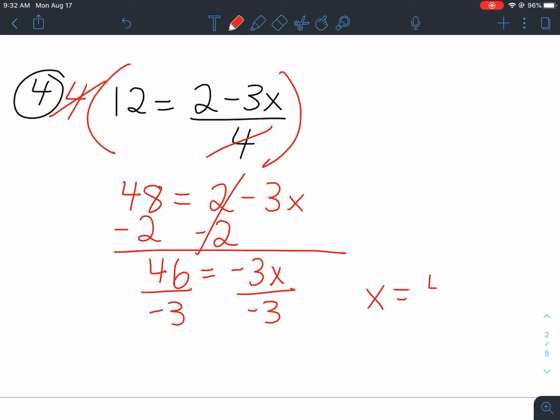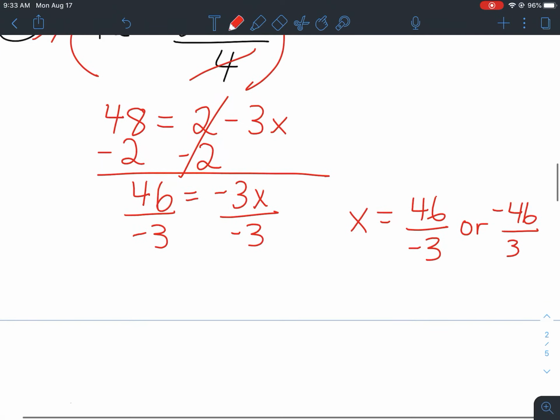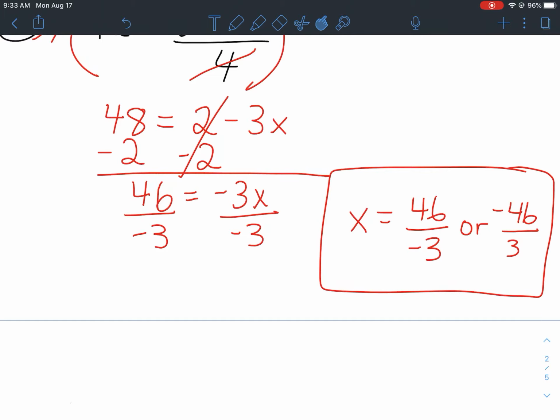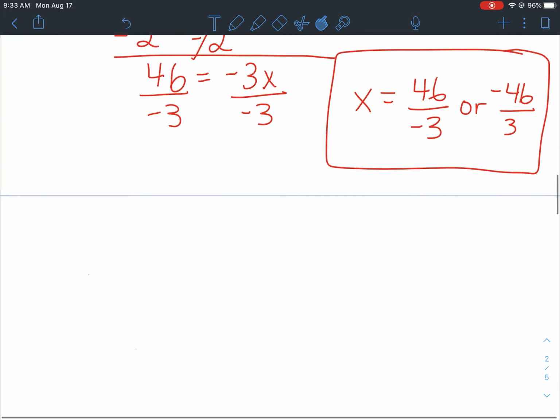So your answer is 46 over negative 3. Or you could have put negative 46 over 3. Typically, when you have a negative fraction, you'll see the negative sign with the numerator, not the denominator, but either one is correct. Okay, moving on here.